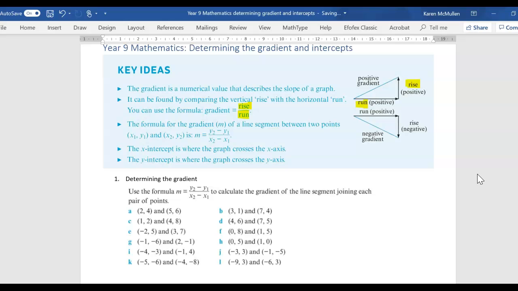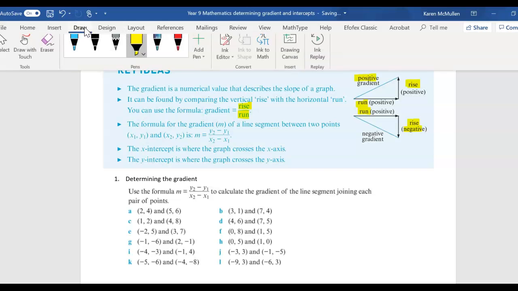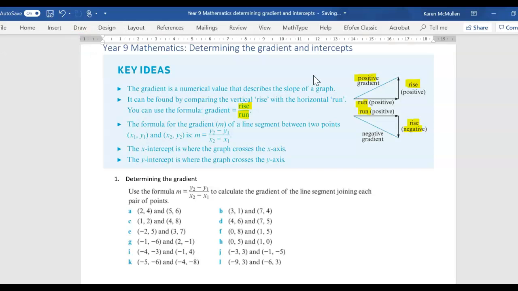And you can have a positive gradient. So if your rise is positive, you're going to have a positive gradient. So kind of think about it climbing up a hill. But if we're going down, your rise is negative, so it means that our gradient is going to be a negative number. But your run is always going to be positive because we always go in the positive direction. You can see there, but we can either go up or we can go down if it's a negative gradient.